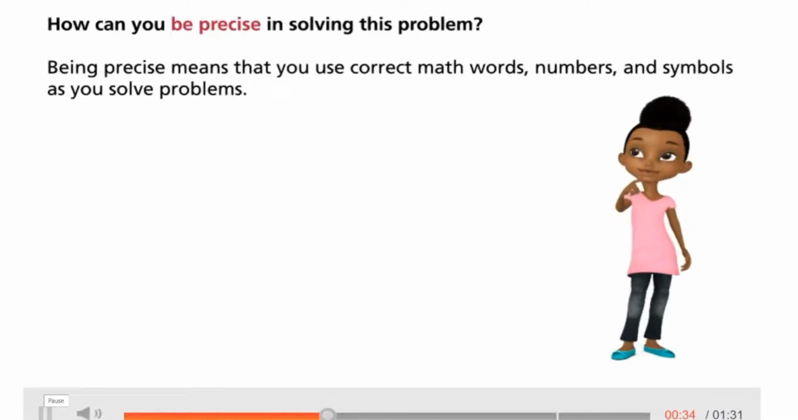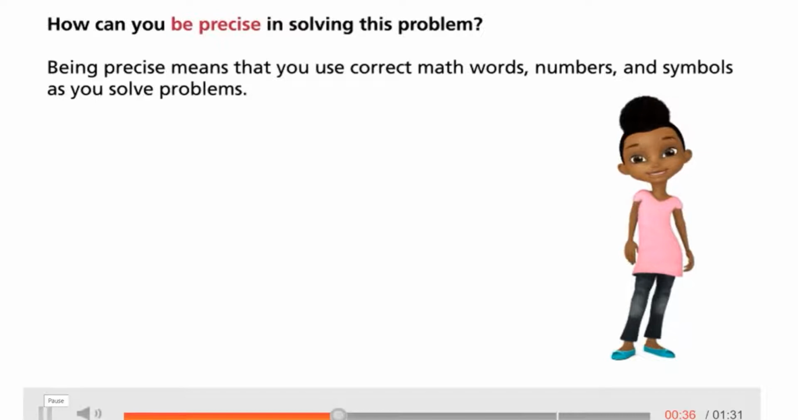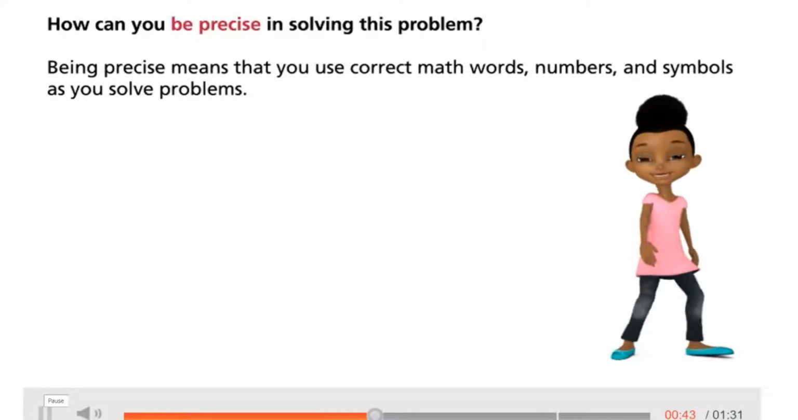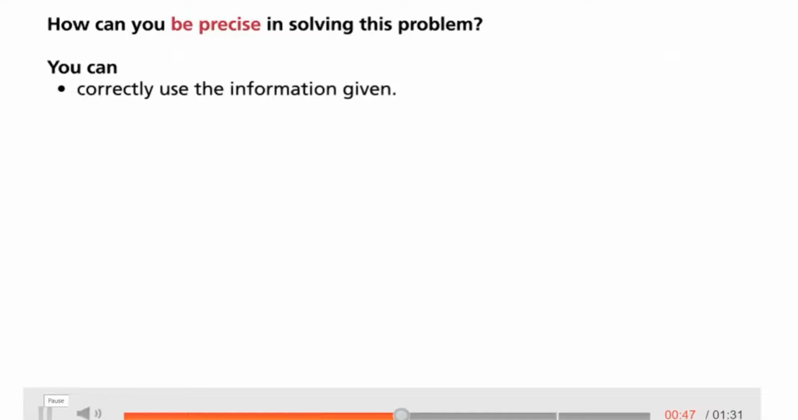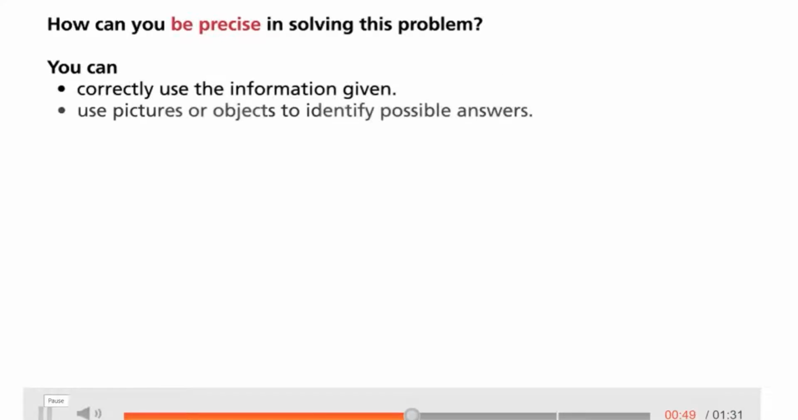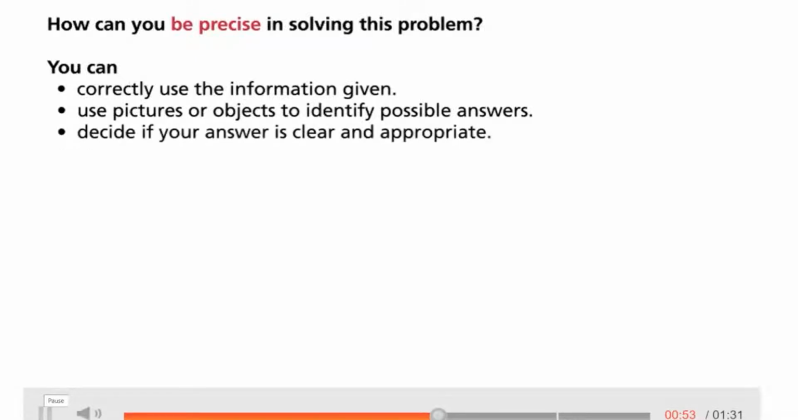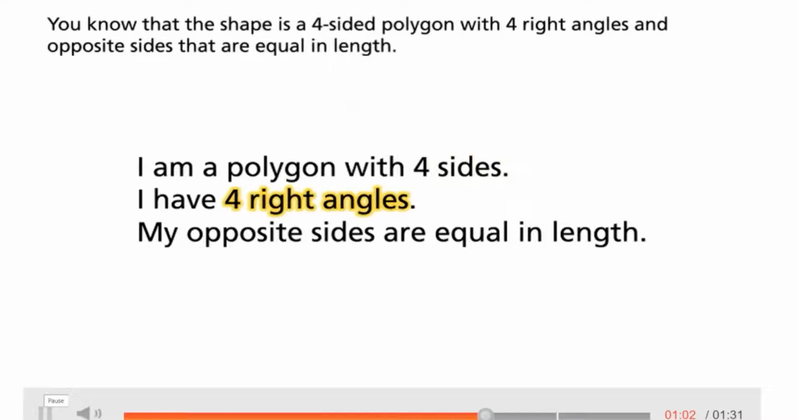How can you be precise in solving this problem? Being precise means that you use correct math words, numbers, and symbols as you solve problems. You can correctly use the information given. Use pictures or objects to identify possible answers. Decide if your answer is clear and appropriate. You know that the shape is a 4-sided polygon with 4 right angles and opposite sides that are equal in length.